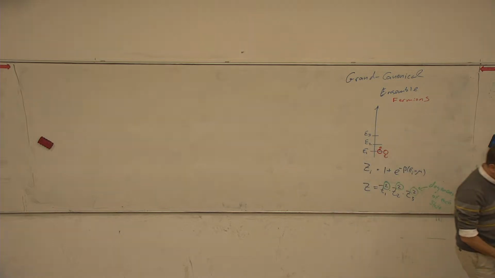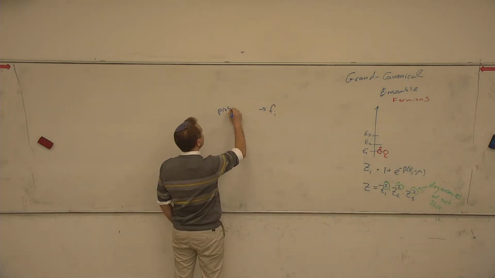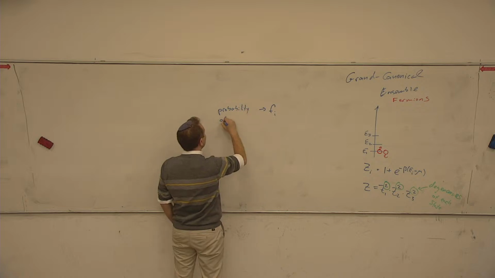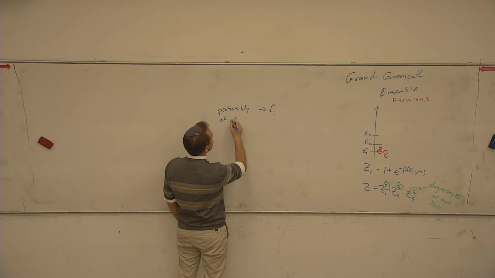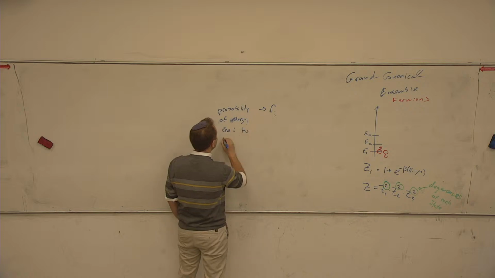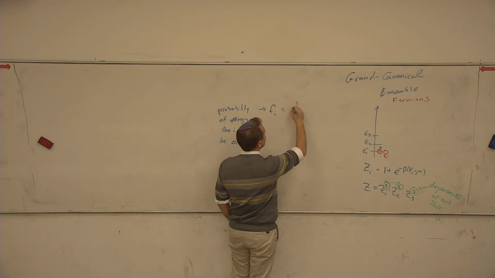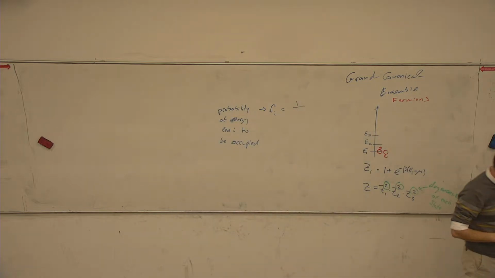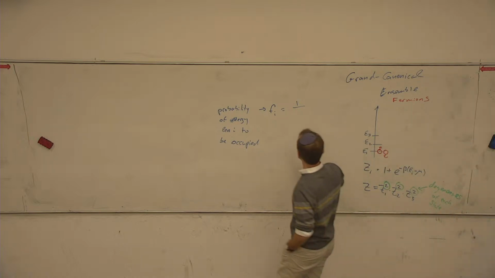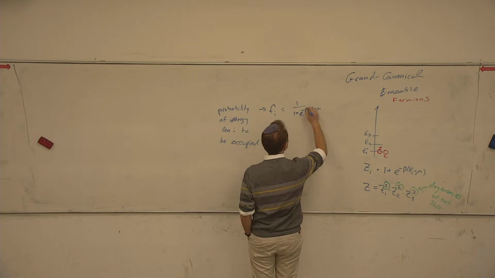Now we computed also the occupation probability, right? So the probability of a particle to occupy a given state, so f_i, the probability of energy level i to be occupied, was equal to 1 over 1 plus e to the power beta (epsilon_i minus mu).